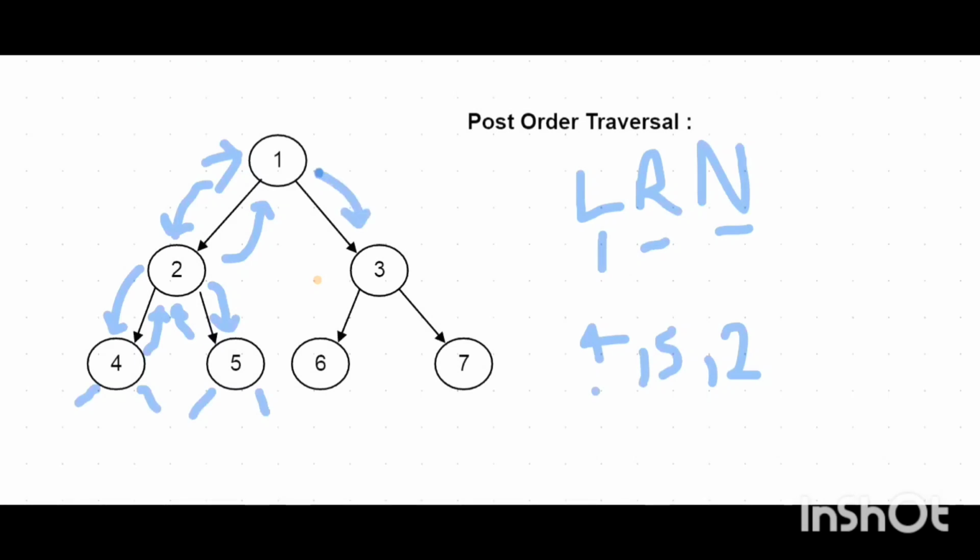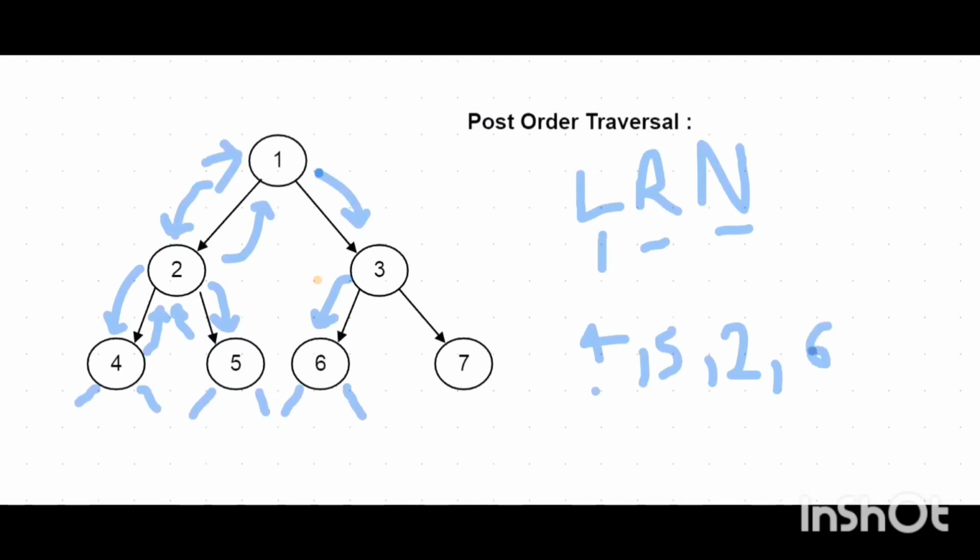For 3, prior to visiting node 3, we have to visit the left side and right side. So we check on the left side, do we have a left node? We have a left node, node 6. For node 6, we check on the left side. We don't have any left child. We check on the right side. We don't have any right child. So now we are ready to visit node 6. We visit node 6. After visiting node 6, we move back to node 3.